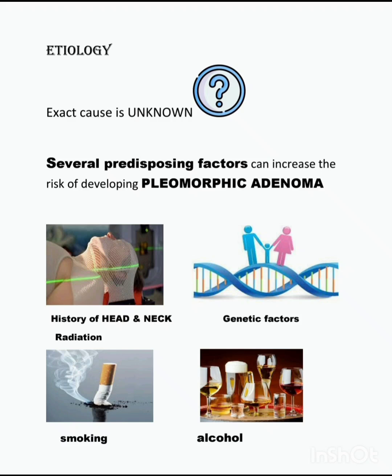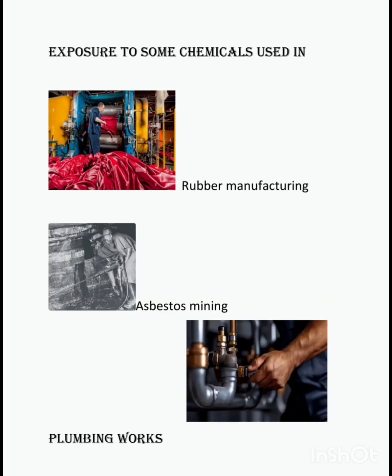Next is etiology. The exact cause of pleomorphic adenoma is still unknown. However, several predisposing factors can increase the risk of developing this tumor. These include a history of head and neck radiation, certain genetic mutations, smoking, alcohol, and occupational exposure to the chemicals used in rubber manufacturing, asbestos industries, and plumbing work.